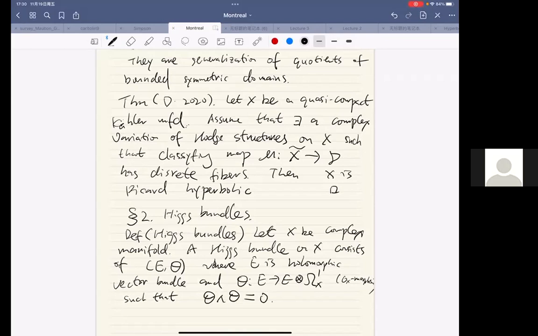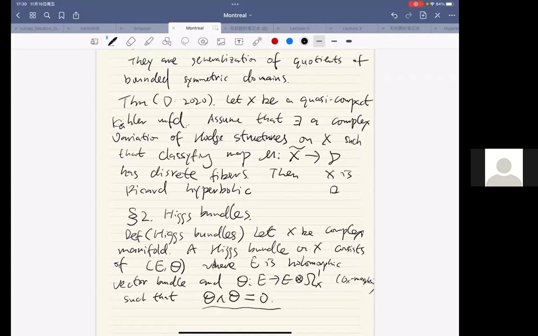So you require just a vector bundle together with the morphism of E with values in one-forms, such that you have the following, which is called the integrability condition. But why Higgs bundles? I just want to say why, the motivation actually.